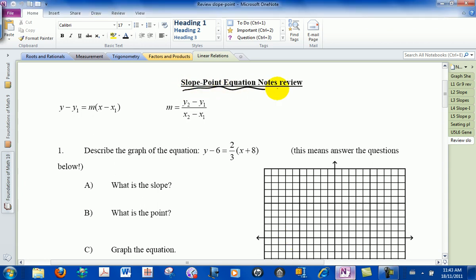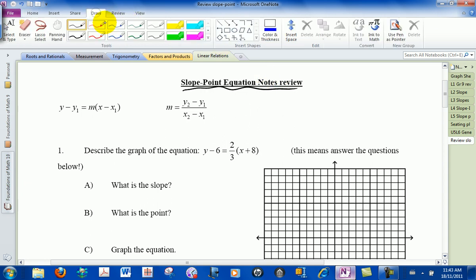Okay, so a little review. We're looking at, here's the point. What's the slope, Serena? Perfect. What's the point, Emily? No. You have to tell me an x value and a y value, and you get that from the equation in these two spots. Make sure those are subtractions.